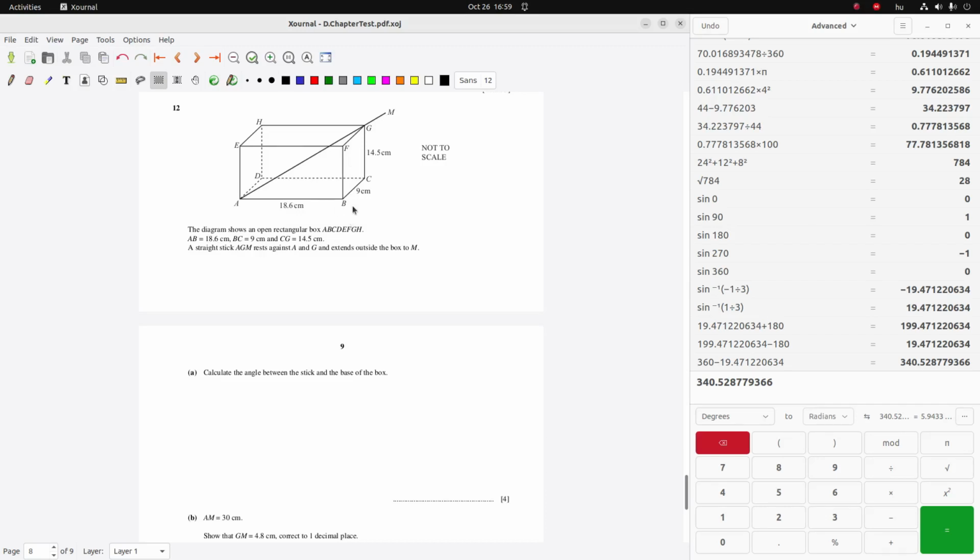This is a very, very difficult question for beginners. But hopefully, once you get more practice, you'll be good at this type of question too. So the diagram shows an open rectangular box. All these distances are labeled here. And there's a straight stick over there. Calculate the angle between the stick and the base of the box. So what are we actually looking for over here? Let's draw a line from here to here.